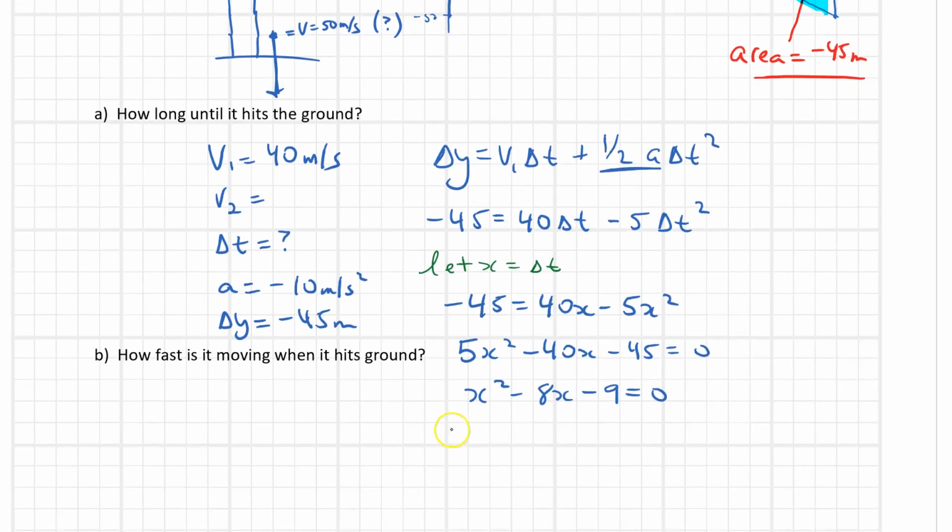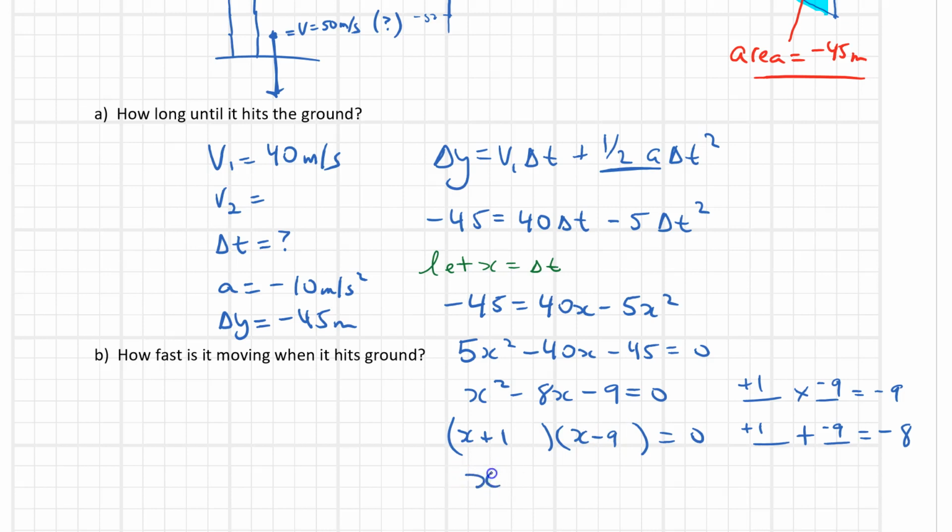Can we factor that? So what do I need? I need two numbers that will multiply out to negative 9 and add up to minus 8. So I think a plus 1 and a negative 9 should work. So I'm going to say x plus 1 and then x minus 9 is equal to 0. So my two possibilities are x is equal to negative 1 and x is equal to 9.